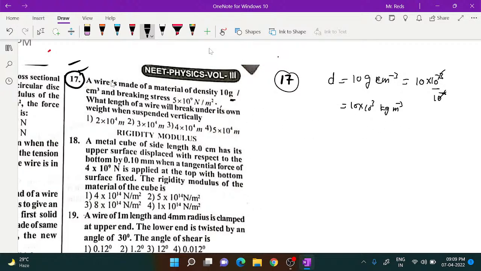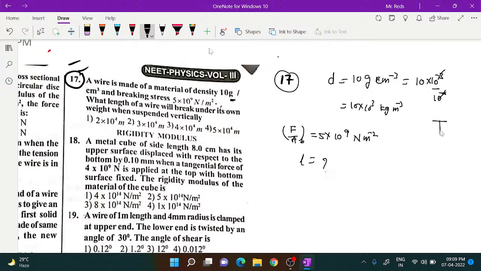A wire made of a material of density this much, and breaking stress. Breaking stress, we will take it as force by area is stress. Let us say this breaking stress of 5 into 10 to the power 9 Newton per meter square or Pascal. What length of a wire will break under its own weight when suspended vertically?